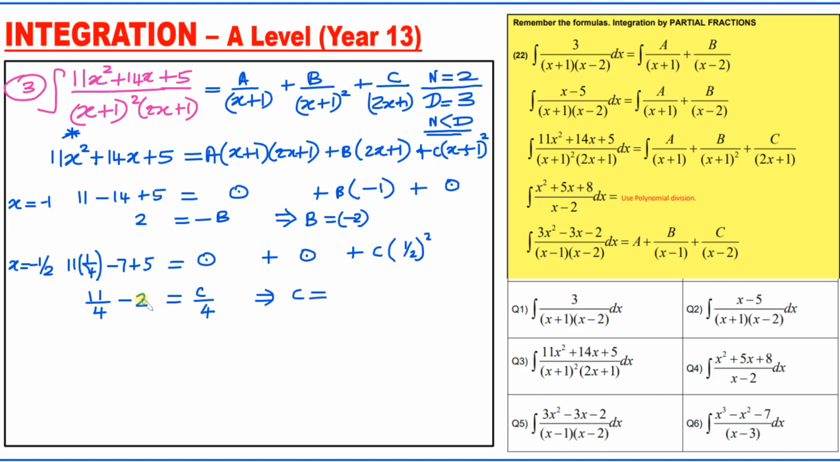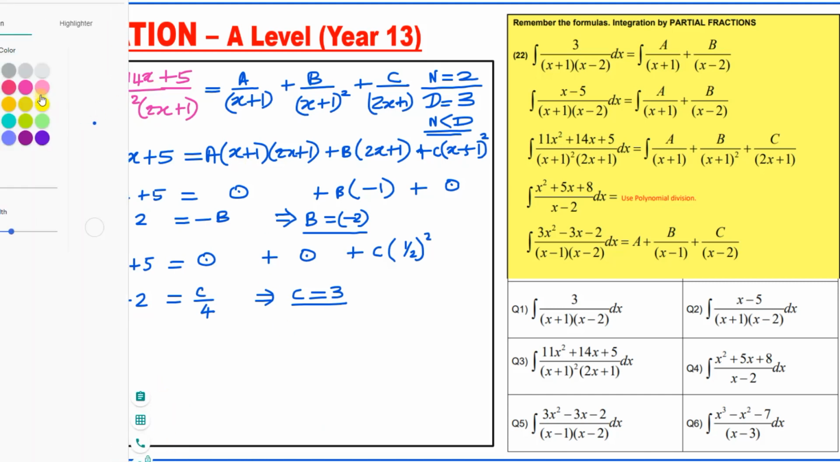What will happen? 4 times 2, 3 over 4, c equal 3, right? C equal 3. So I'm underlining this and underlining this. Now we have substituted almost all the substitution, which makes the right hand side 0. Now we are using a different technique. Let me explain with a different color.